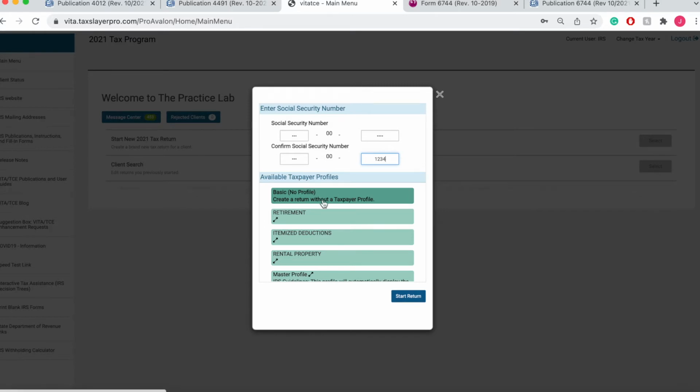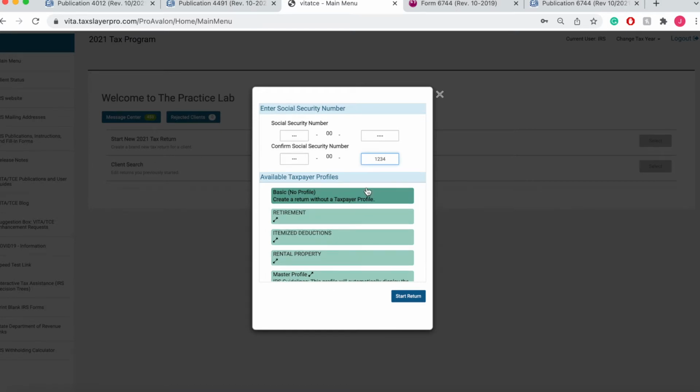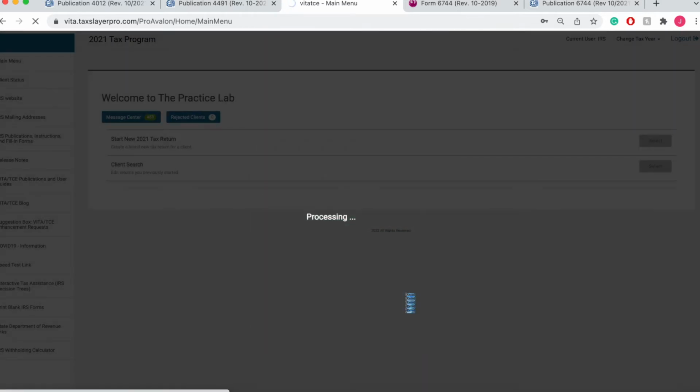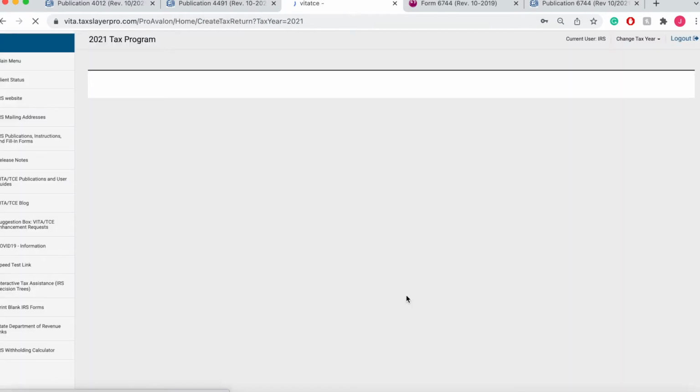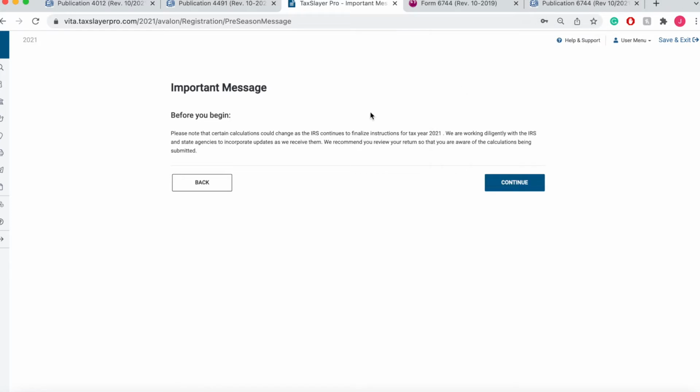And we're just going to start here with the basic profile. I wouldn't really mess around with any of these other ones. Just go through basic one and let the software do the work for you. So we're actually going to go ahead and start the return now. And it's processing. We wait for it. We're making progress. Okay. No, I do not want to update this password. And so here it gives you a message that some stuff is changing. And that's something we're going to have to keep in mind, especially with COVID. Tax rules have been changing a lot recently. And so it's important that we stay up to date on what is evolving.